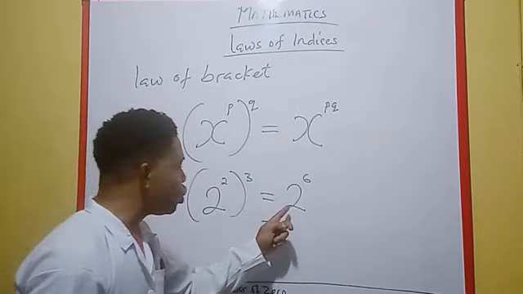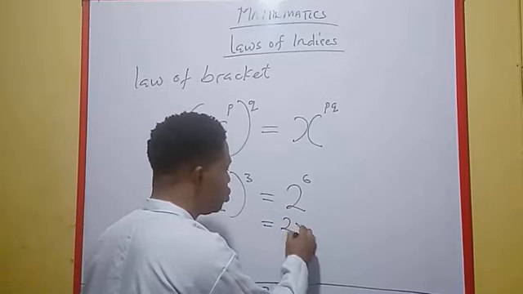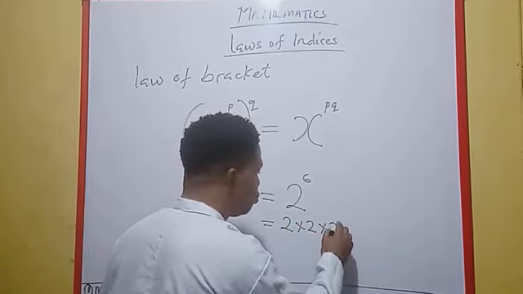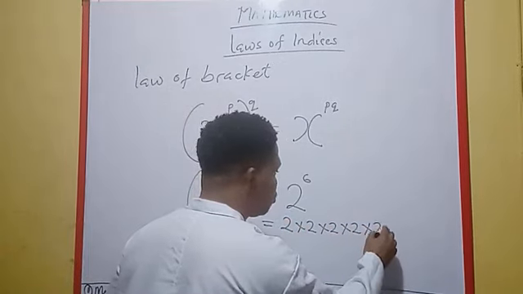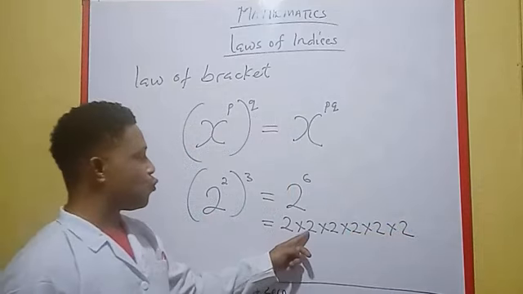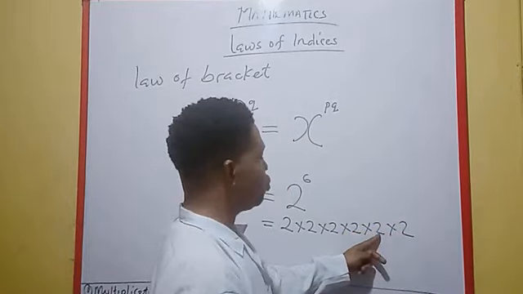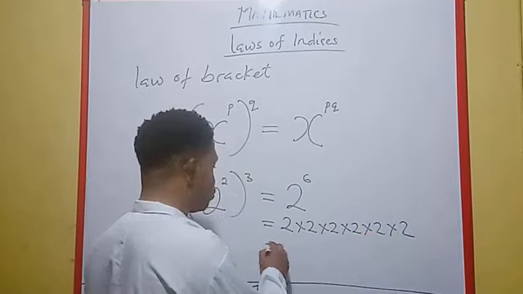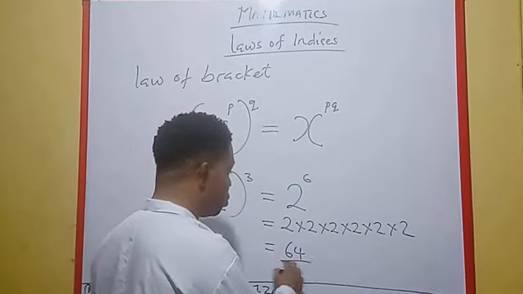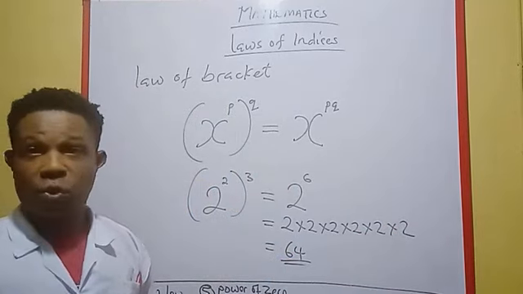And 2 raised to power 6 is not 2 times 6 to give you 12. No. 2 raised to power 6 is 2 in 6 places. So it's 2 times 2 times 2 times 2 times 2 times 2. That will give us 2 times 2, 4, 4 times 2, 8, 8 times 2, 16, 16 times 2, 32, 32 times 2, 64. So our answer will be what? 64. Now, I hope that is understood.